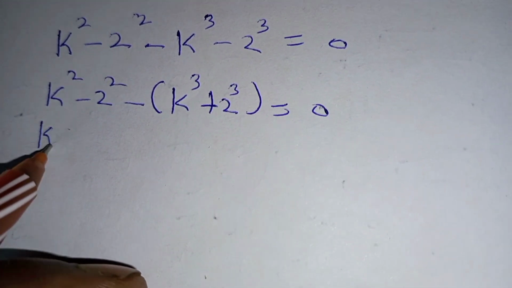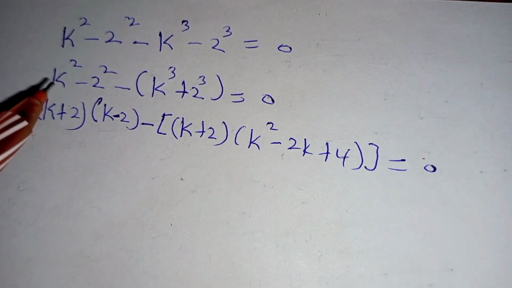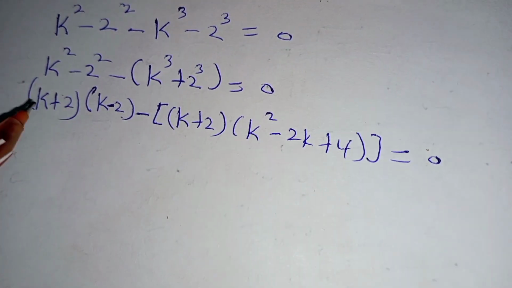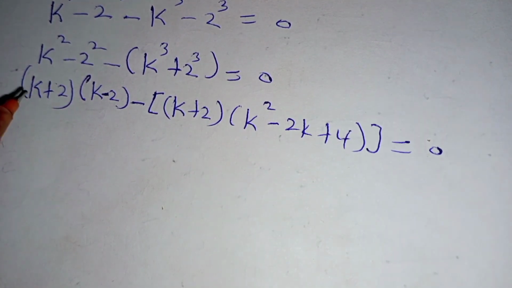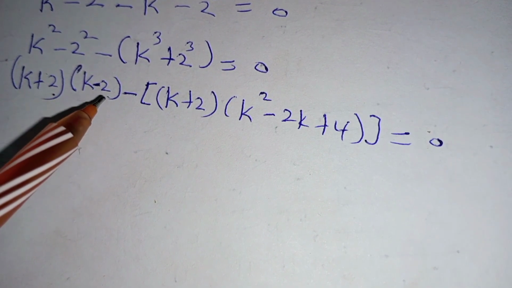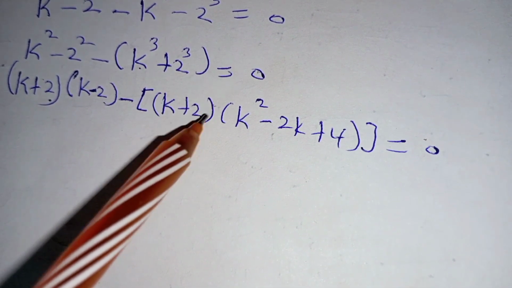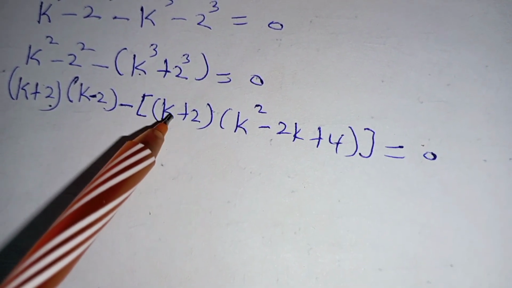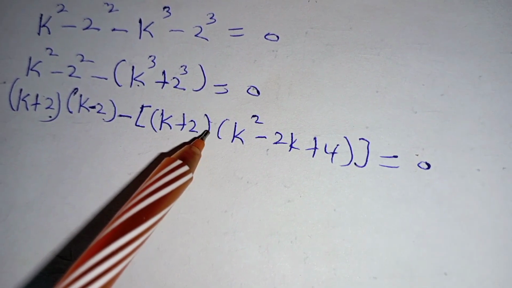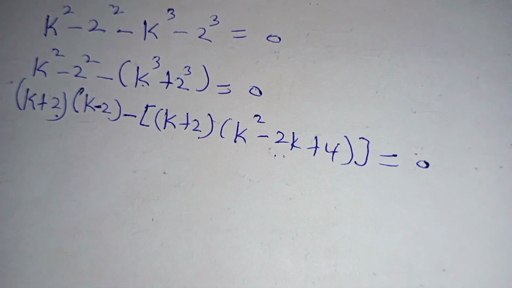That is k plus 2, bracket k minus 2. So making use of the difference of two squares, k squared minus 2 squared is the same as bracket k plus 2 multiplied by k minus 2, and k cubed plus 2 cubed is the same as bracket k plus 2, everything bracket k squared minus 2k plus 4. This is equal to 0.